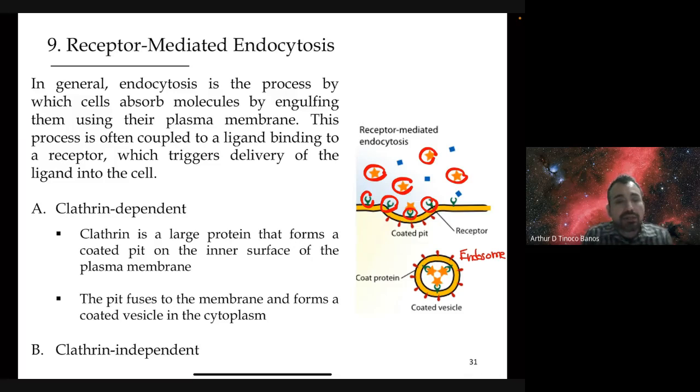This process can be clathrin dependent. Clathrin is a large protein that forms a coated pit on the inner surface of the plasma membrane. The pit fuses to the membrane and forms a coated vesicle in the cytoplasm. So the importance of clathrin is that it serves as a protecting agent. It basically marks the endosome and says that, look, whatever's inside here, the receptor I'm talking about, the protein, we actually want to recycle.